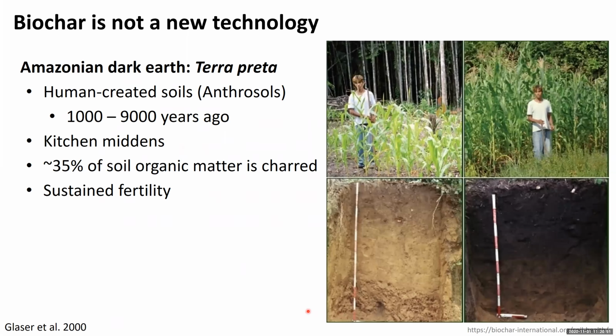So although research on biochar is still relatively recent, biochar is not really a new technology. In fact, research interest in biochar began in the Amazon region in areas described as terra preta or dark earth soils. These are considered anthrosols, from anthropogenic, human influenced, which means these are soils with unique characteristics that were created by human activity. These terra preta soils occur near ancient village sites dating from about 1,000 to 9,000 years ago.